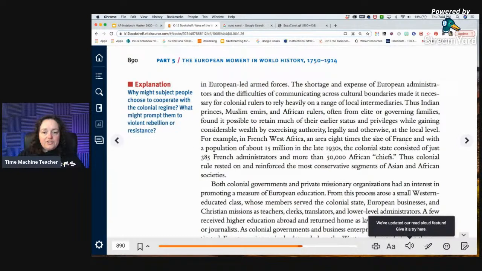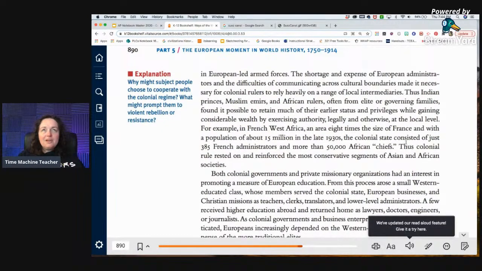Then it says the shortage and expense of European administrators and the difficulties of communicating across cultural boundaries made it necessary for colonial rulers to rely heavily on a range of local intermediaries. Basically, they're hiring locals to be like the middlemen for them.